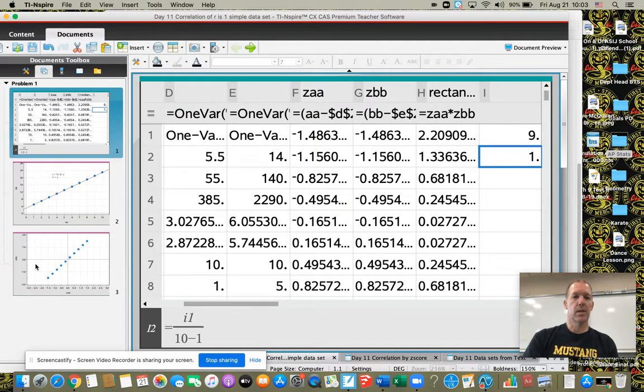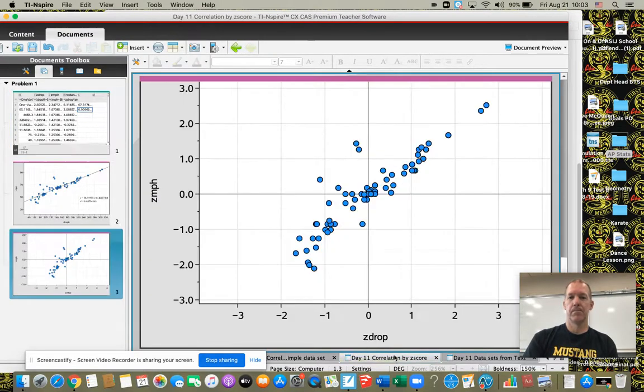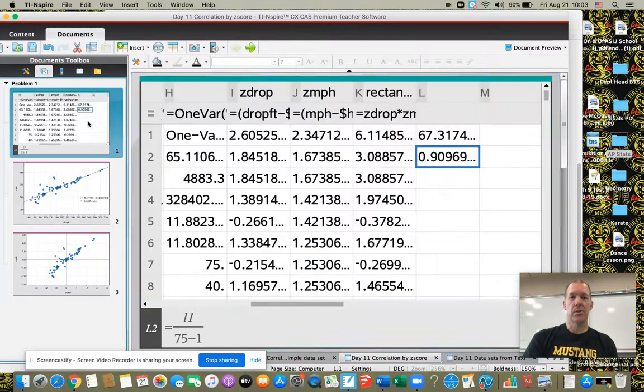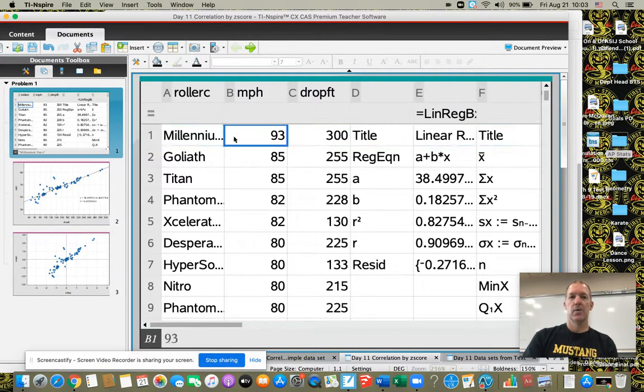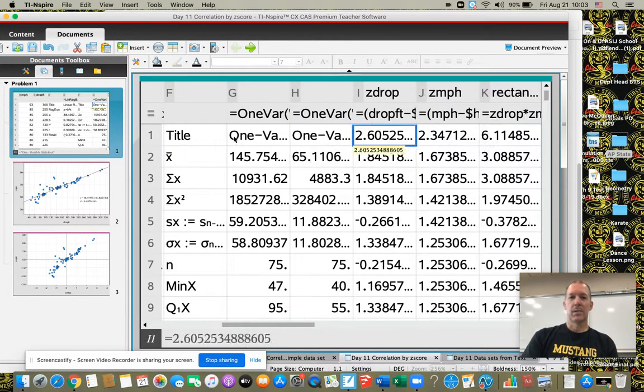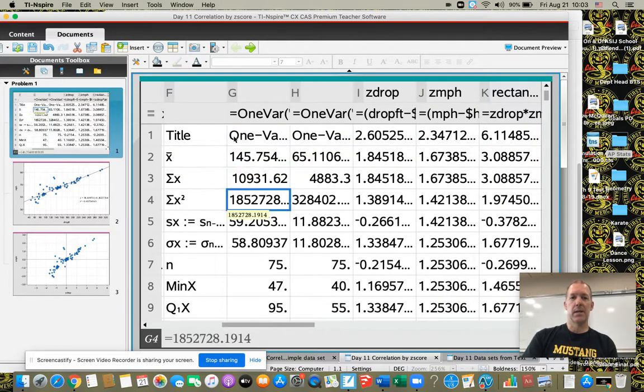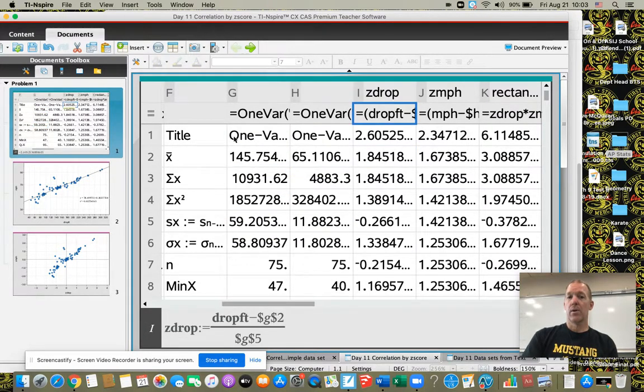It's a perfect correlation. Now I did another set that wasn't perfect. I just took an actual set of data. This is actually the roller coaster set of data. So I took the drop and the miles per hour. I did a one variable stats, got the mean and the standard deviation of both sets. Then I did the z-score of each set separately. So this, you can see the equation, the drop in feet minus the mean divided by the standard deviation.